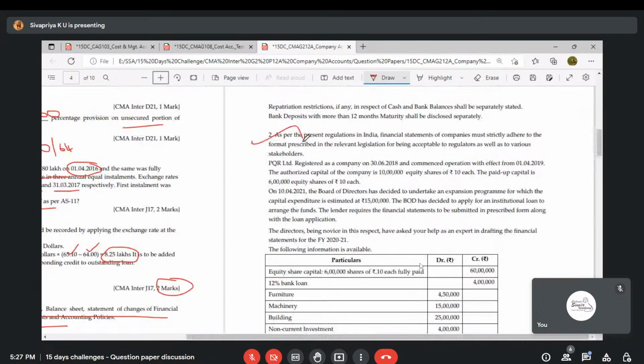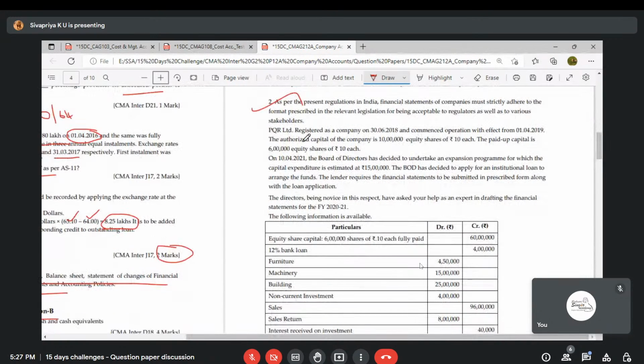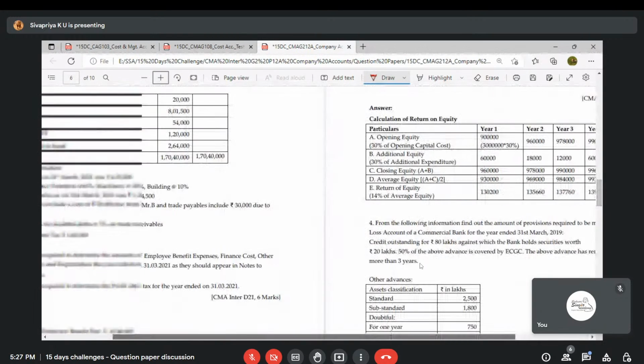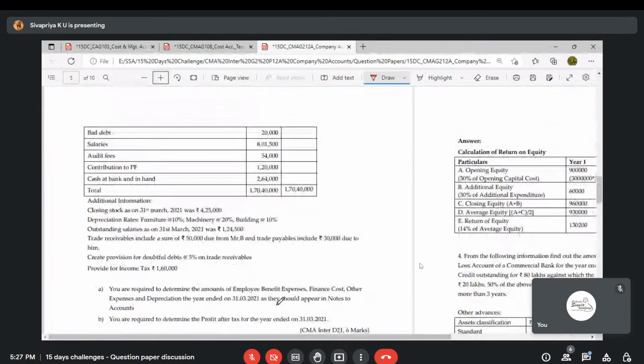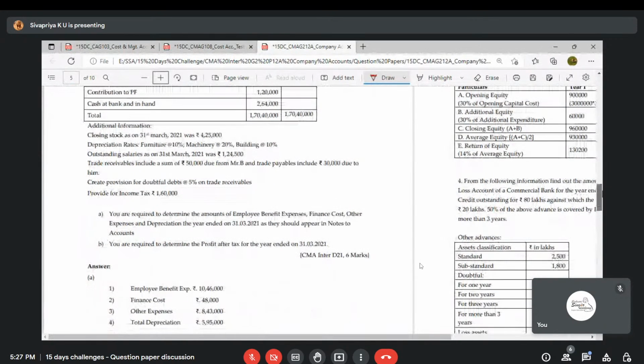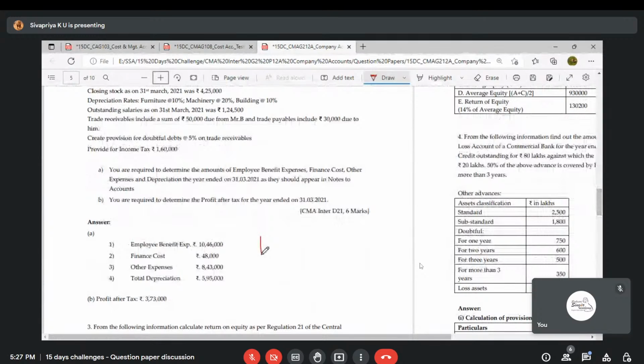Then question number 2. This is with respect to the financial statement. A financial statement has been given along with all other details. Generally, you have to first prepare the P&L account and the balance sheet, and you will find all these details. So from the P&L you will get the profit after tax, 3,73,000. And when we make a breakup, you will get these answers.